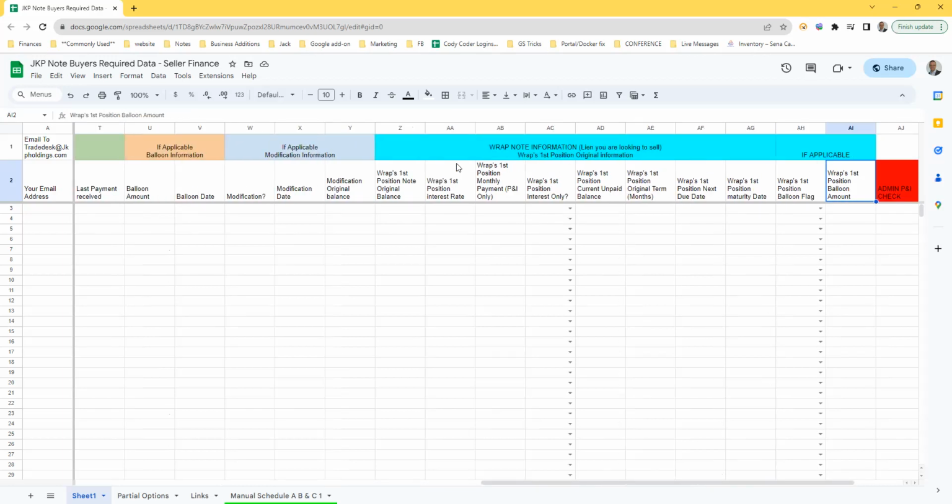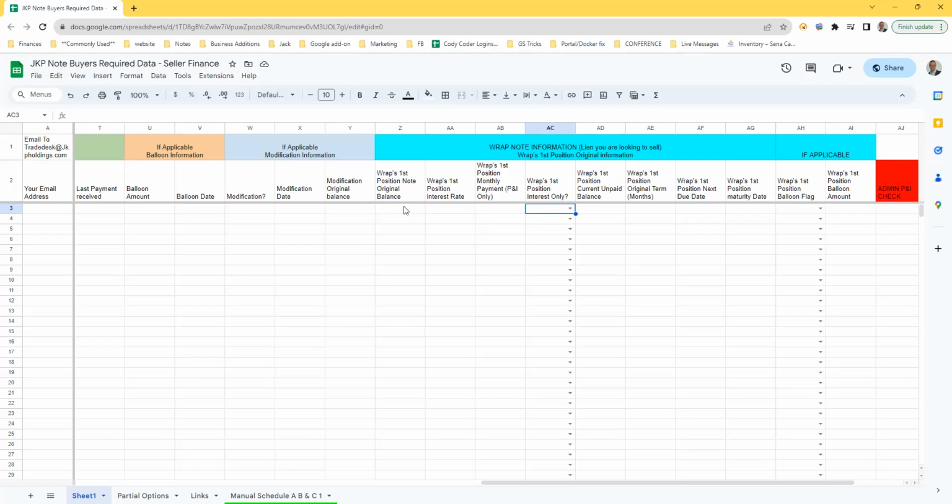The next section here is the note you're trying to sell or lend against, hypothecate against. We need to know the original balance of that mortgage that you created, right? You created some kind of note with that borrower. What was the original balance? What is the interest rate of that loan? What was the monthly payment, the P&I only? No tax insurance, so make sure you don't put in PITI, make just P&I.